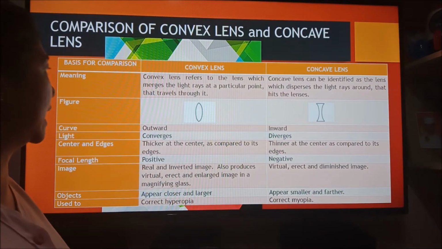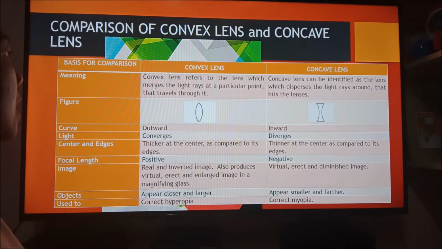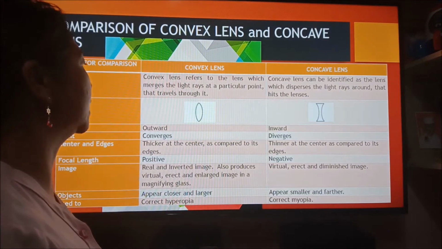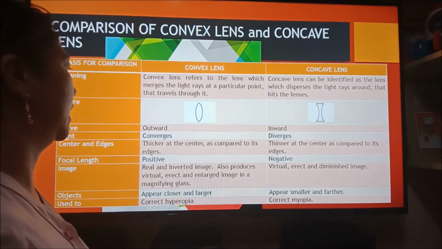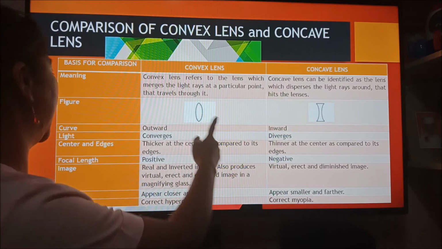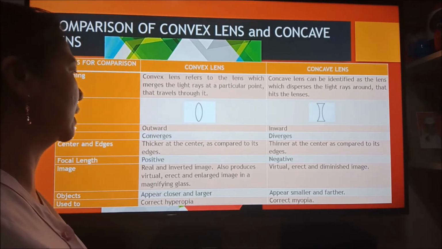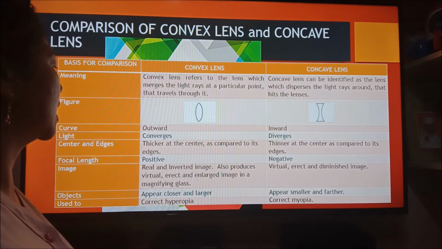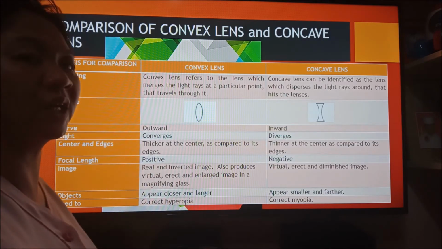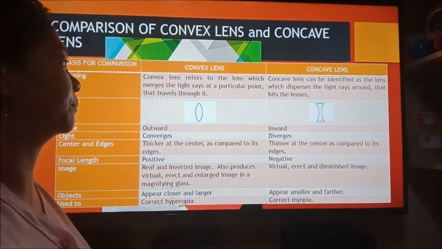A convex lens refers to the lens which merges the light rays at a particular point that travels through it. Its curves are outward and it converges light. The edges are thinner while the center is thicker.